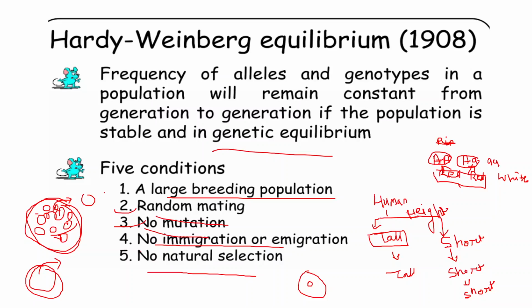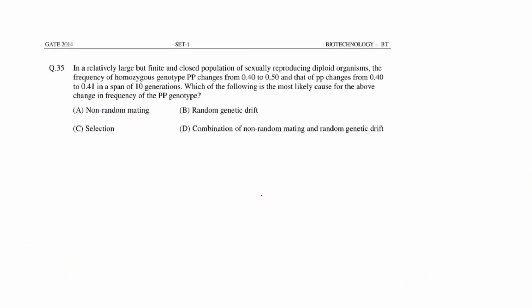So related to this condition, one question was asked in GATE 2014, which is: in a relatively large but finite and closed population of sexually reproducing diploid organisms, the frequency of the homozygous dominant genotype changes from 0.40 to 0.50, and that of the homozygous recessive changes from 0.40 to 0.41 in a span of 10 generations. Which of the following is the most likely cause for the above change in the frequency of the homozygous dominant genotype from 0.40 to 0.50?